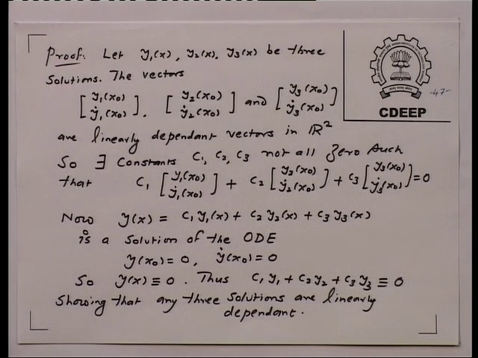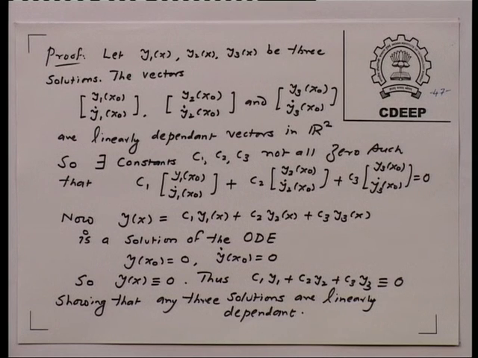These are 3 vectors in R2. Every one of them is an ordered pair, and I am evaluating the solution at a point x naught, so the components are constants, they are not functions. So I now have 3 vectors in R2, and any 3 vectors in R2 are linearly dependent. So there exist constants C1, C2, C3, not all of which are 0, such that the linear combination is equal to 0. That is, C1 times (y1 of x naught, y1 dot of x naught) plus C2 times (y2 of x naught, y2 dot of x naught) plus C3 times (y3 of x naught, y3 dot of x naught) is 0.